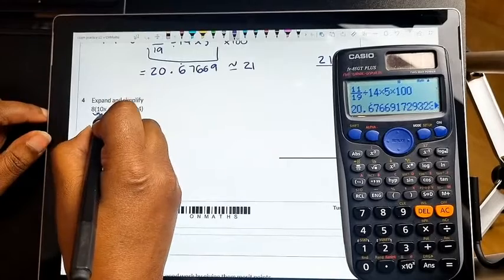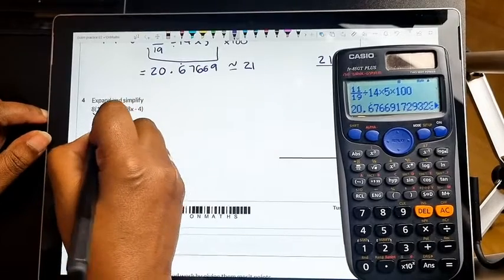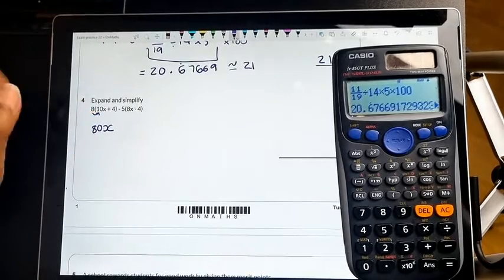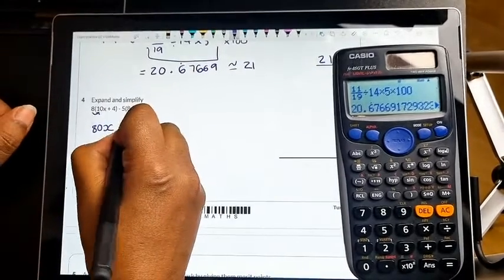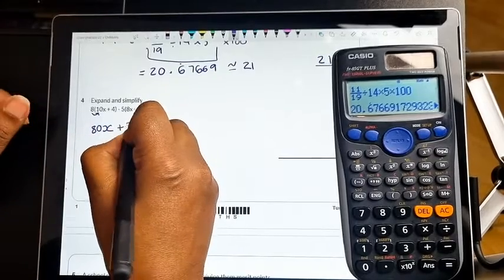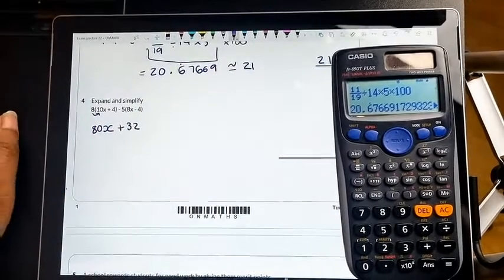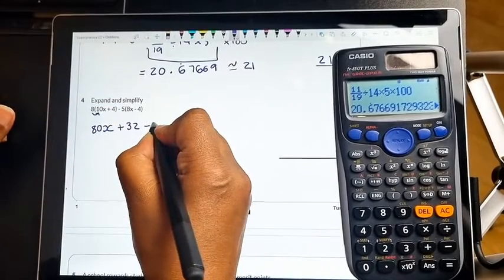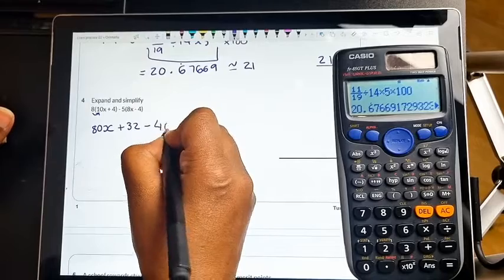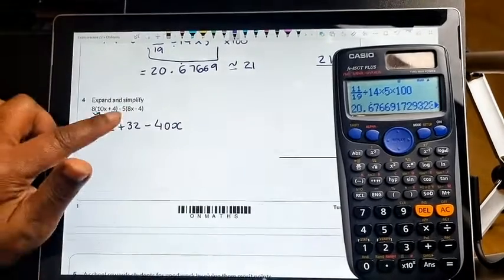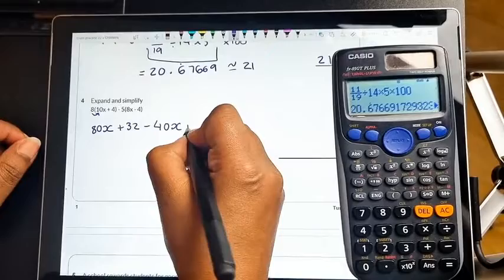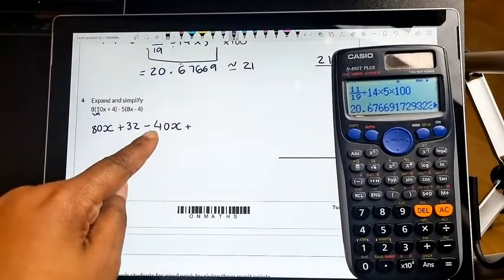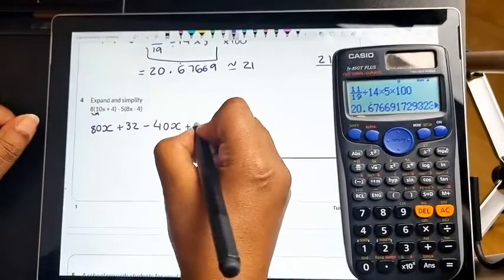So 8 times 10x is going to be 80x. 8 times by positive 4 is going to be equal to 32. And then you have the next one, minus 5 times 8x is minus 40x. And minus times the minus is a plus, guys. Remember that one. I always keep saying that. So that means minus 5 times minus 4. So it's going to be a positive 20.